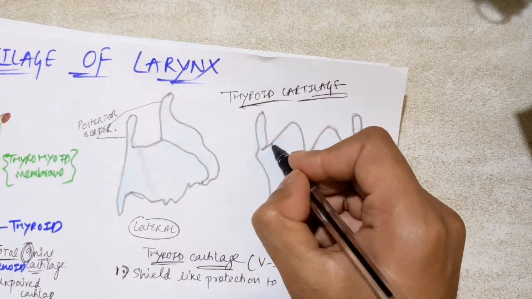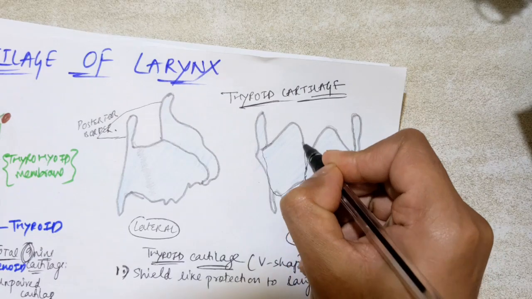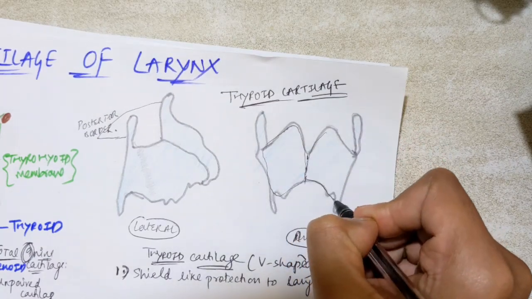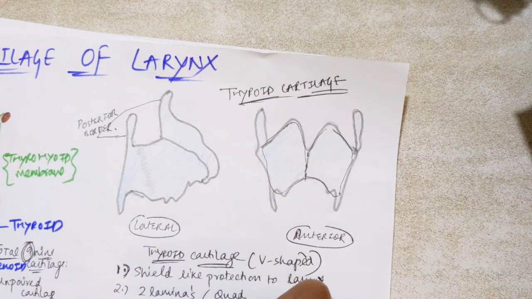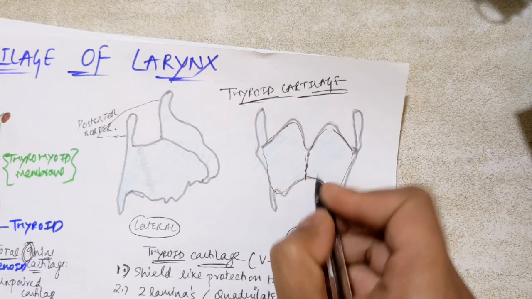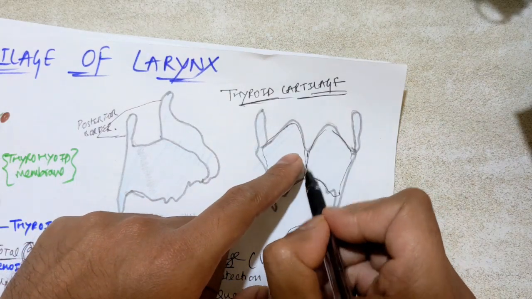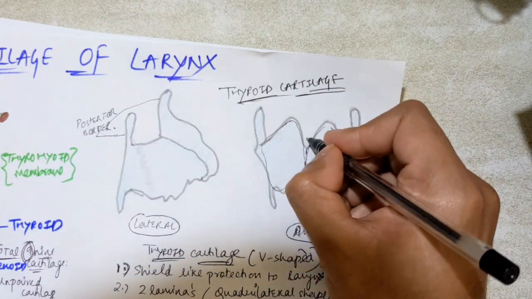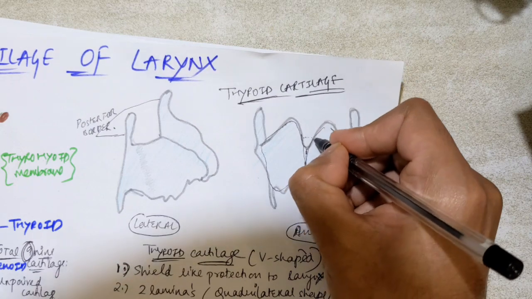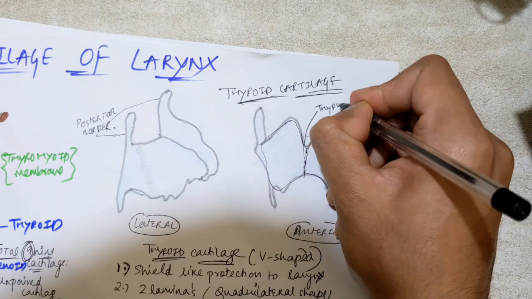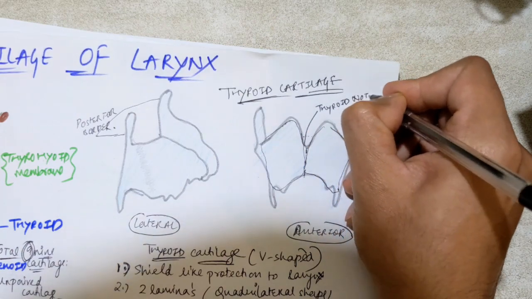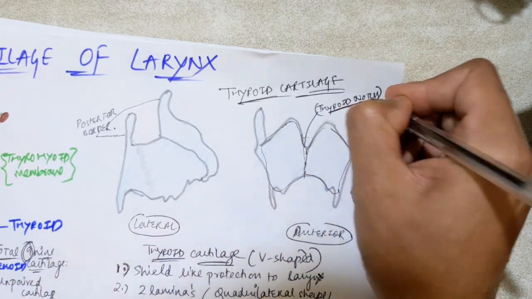So here it is. You can see there are two laminas from the anterior side. These are quadrilateral shaped. These two laminas meet in the median line and form the anterior border. There is a notch where the anterior borders do not meet, and this notch is called the thyroid notch, where your thyroid gland attaches.